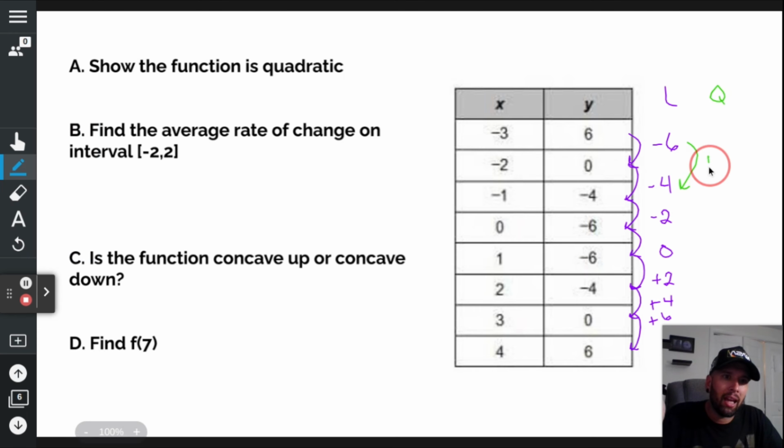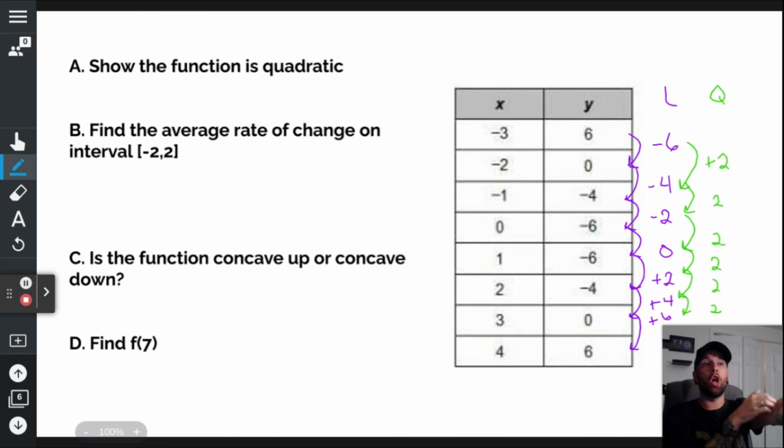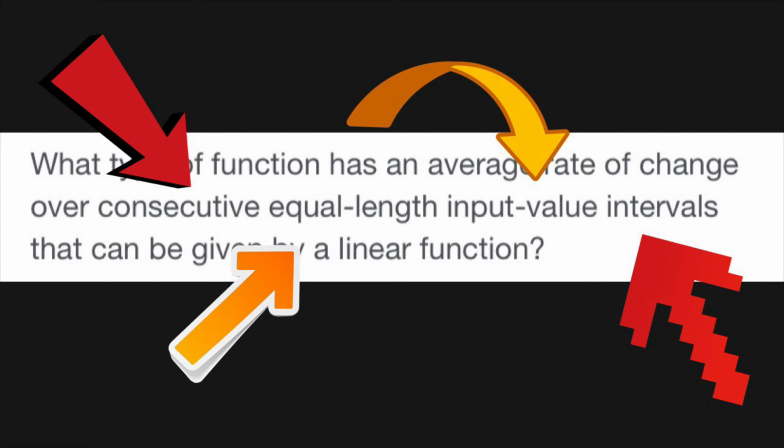Let's add 2. Add 2 again. Add 2 again. It is quadratic. And the way you would explain that on an open-ended problem is you would say that this is quadratic because the rate of change of the function over equal interval consecutive input values is 2.